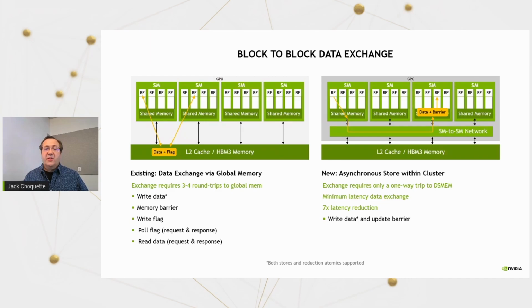On the right, you see how things are done on Hopper. Here you see the producer stores data directly into the consumer's shared memory while updating a barrier that's also in the consumer's shared memory. This enables a minimum latency data transfer of a one-way trip from the producer to the consumer and results in a 7x latency reduction.